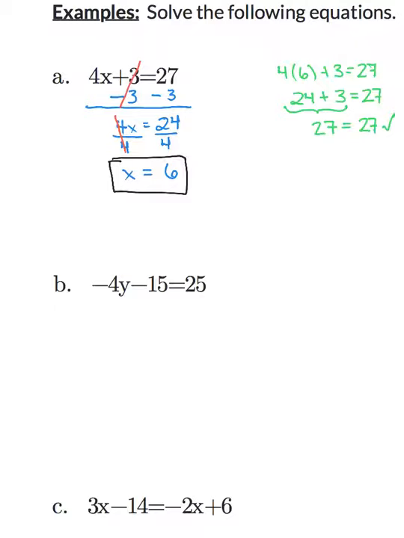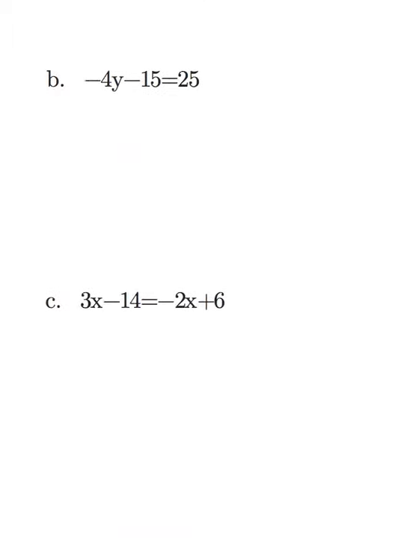Okay, so let's go ahead and look at the next example, example B. Example B, we have negative 4y minus 15 equals 25. So my first step is, again, we want to start with our solving steps. We don't have any parentheses, and I cannot combine like terms on either side. So the first thing I want to do is get all of my y terms on one side and all of my constants on the other.